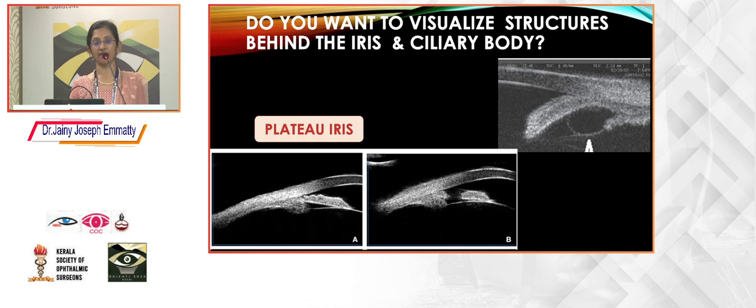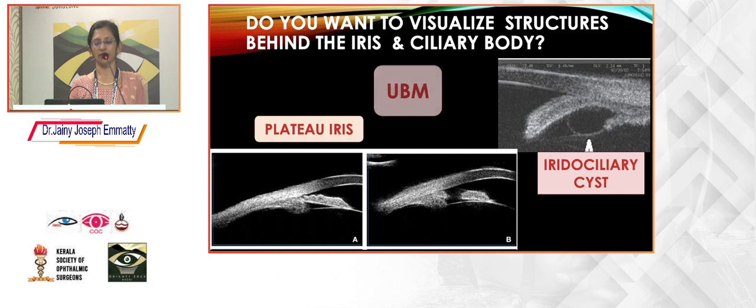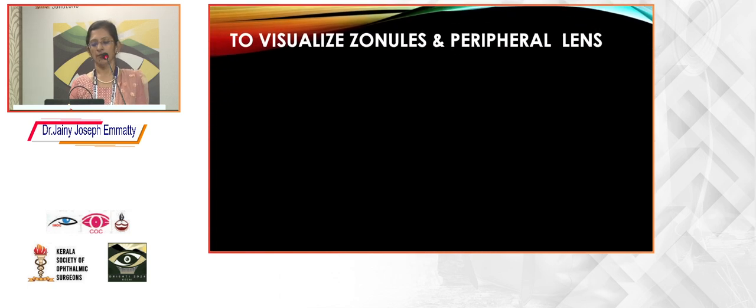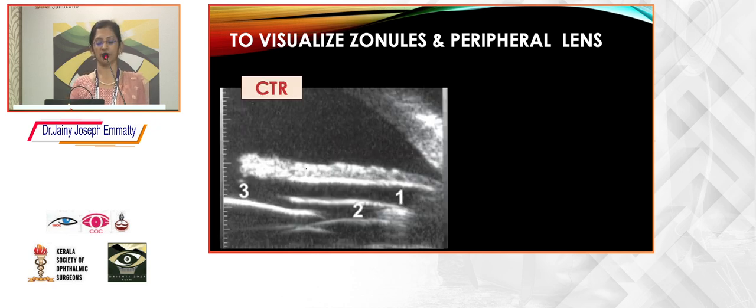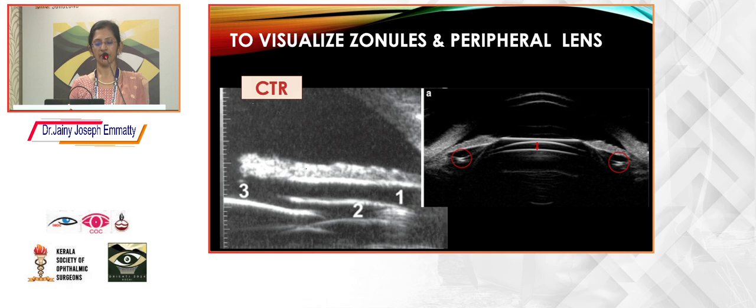Also in conditions like pseudo-plateau iris, where an iris cyst or secondary iridociliary tumors can cause pseudo-plateau iris, those mechanisms will also be revealed by the UBM. Then to visualize the zonules and the peripheral lens, as in post-op patients who come with recurrent redness, pain and uveitis, we can look for malpositioned IOLs and the presence of CTR. The positioning of the CTR with the lens can all be evaluated by the UBM.